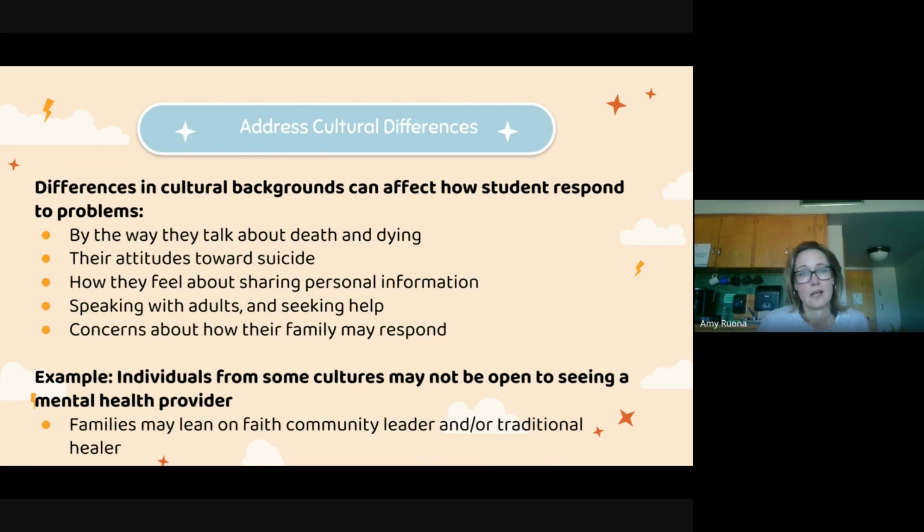Again, your mental health is just as important as student and family mental health. So we need to make sure that you all are doing okay before you're working alongside your students and families.